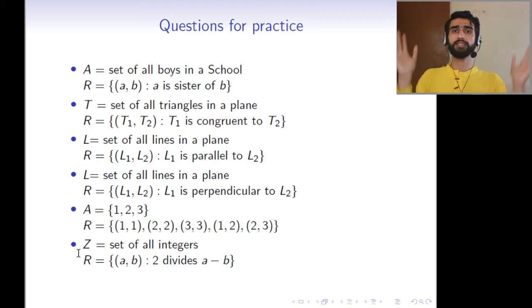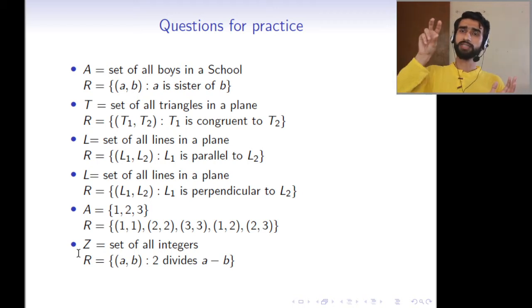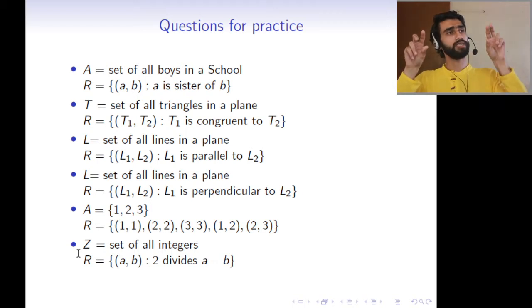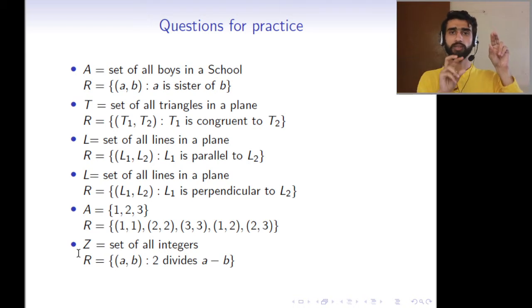For all triangles in your set, you can say, yes, this is congruent to itself. Yes, this is congruent to itself. All triangles are congruent to themselves. So this is reflexive. Now let's talk about symmetric.